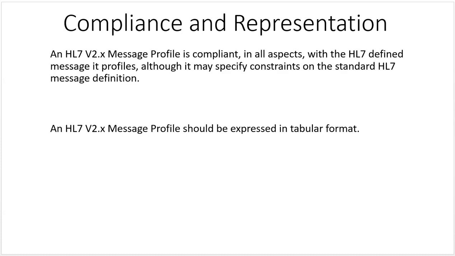An HL7 V2 message profile is compliant in all aspects with the HL7 defined message profiles, although it may specify constraints on the HL7 standard definition, and it should be expressed in a tabular format. That just simply means that you can't make a profile that breaks the HL7 standard rules. Right? You can't make a message that has the PID segment as the first segment. You always have to have an MSH segment as the first segment.